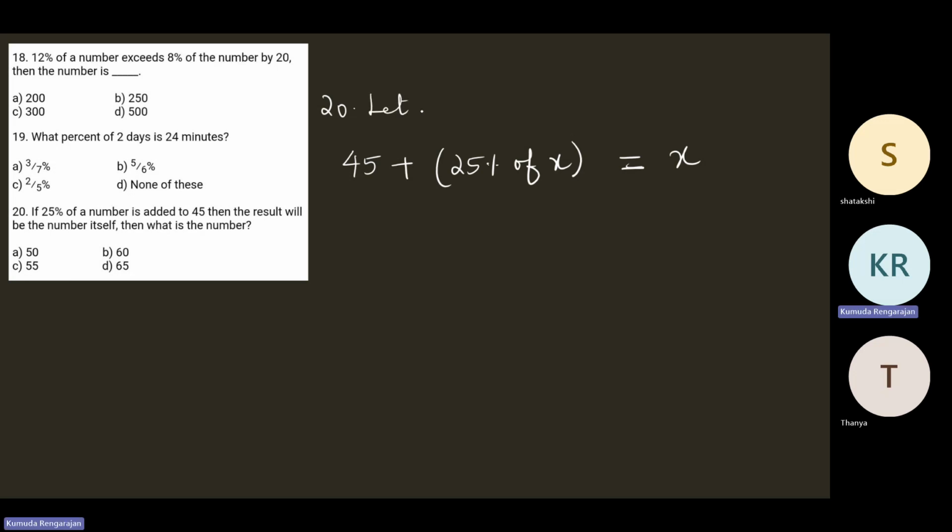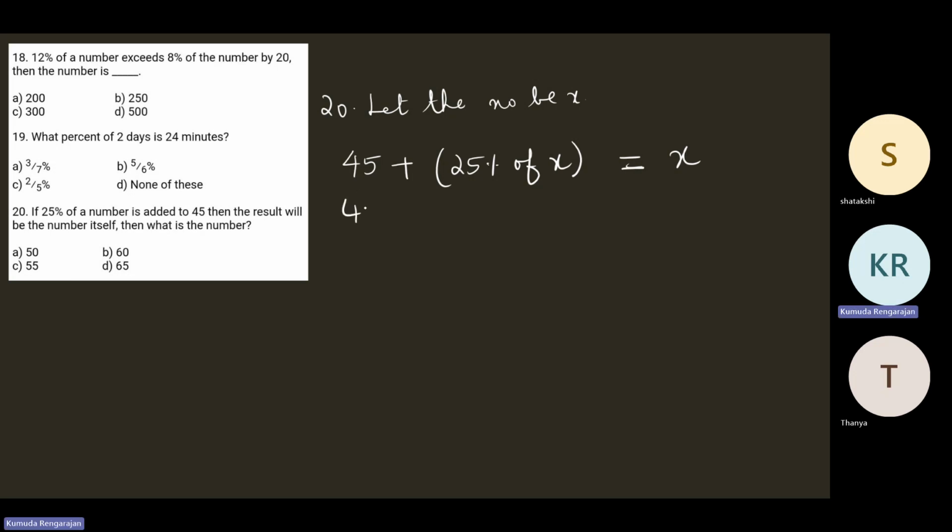Let the number be x. So there is this number 45, and 25% of a number, of a different number, not 25% of 45. 25% of a number is added to 45. So let that number be x. 25% of x is added to 45. So 45 plus 25% of x. And the answer is the number itself. That means it's equal to x.